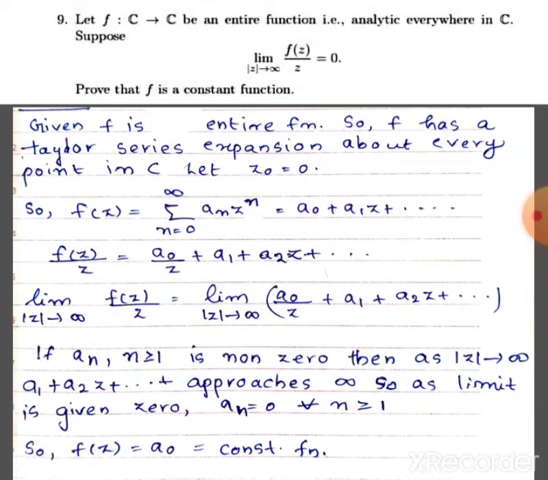So what we get here is that f(z) cannot have the terms z, z squared, etc. So f(z) has to be the term which does not involve z, which is a constant term. So f(z) has to be equal to a0, which is a constant function. So that is what we had to prove, and that is the solution of this question.